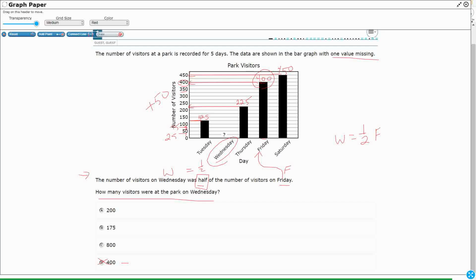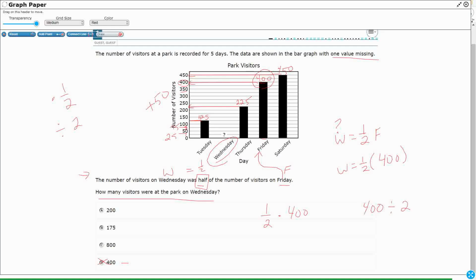We don't know what Wednesday is. That's what we're searching for. We do know what Friday is. So Wednesday equals 1/2, and then this Friday, well, that's 400. So there's two ways we can do this. We can multiply 1/2 times 400. Or we can use inverse operations. We can know that multiplying by 1/2 is the same as dividing by 2, by its reciprocal. So we could also do 400 divided by 2.